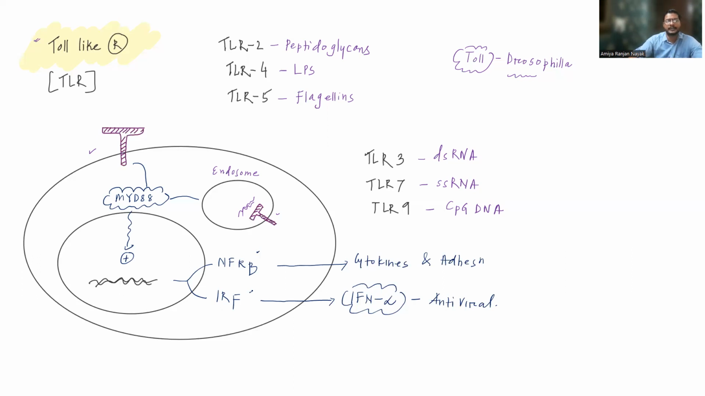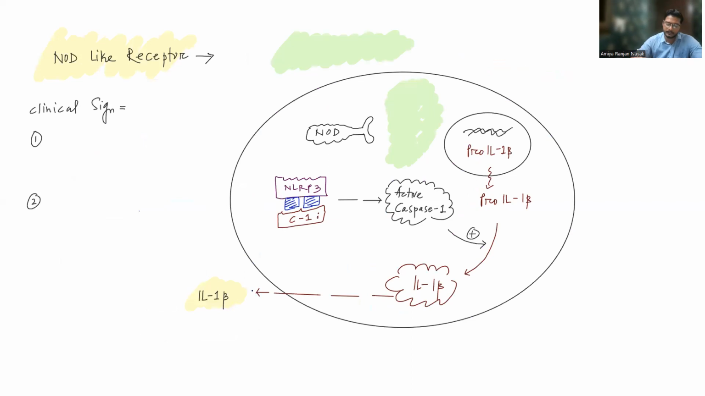Now we are going to discuss the second type of receptor, known as the nod-like receptor. The founder member of this group is NOD2. In contrast to the toll-like receptor, nod-like receptors are intracellular cytoplasmic receptors. So if you see here, this is the nod-like receptor. It can identify bacterial products, both intracellular and extracellular bacterial products. It can identify reactive oxygen species. It can be activated by potassium efflux.